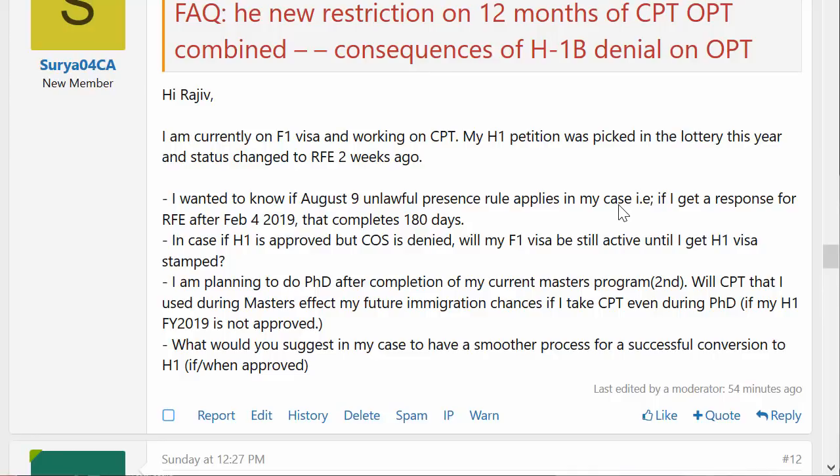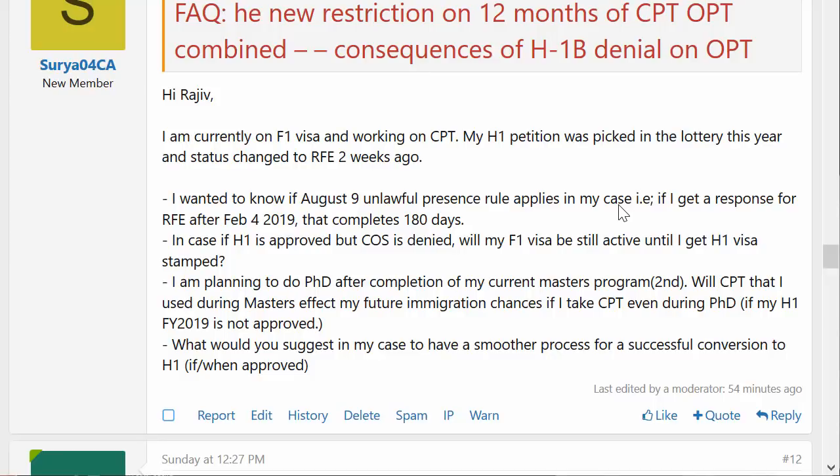Does the August 9 unlawful presence rule apply to my case if I get a response for RFE after Feb 4th that completes? Okay. In case H1 is approved but change of status is denied, will my F1 visa still be active until I get H1 visa stamped? Okay. So let's look at that scenario. I think I understand what you're asking. Let's look at this scenario.